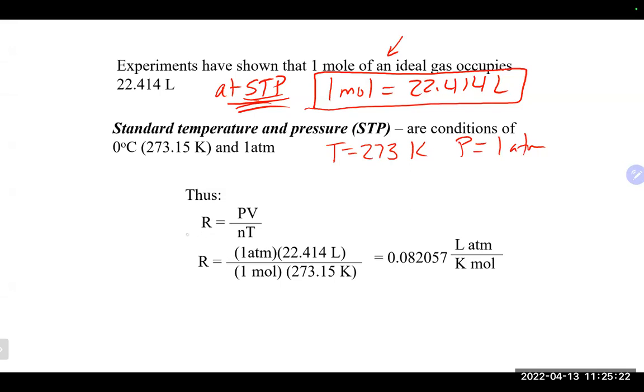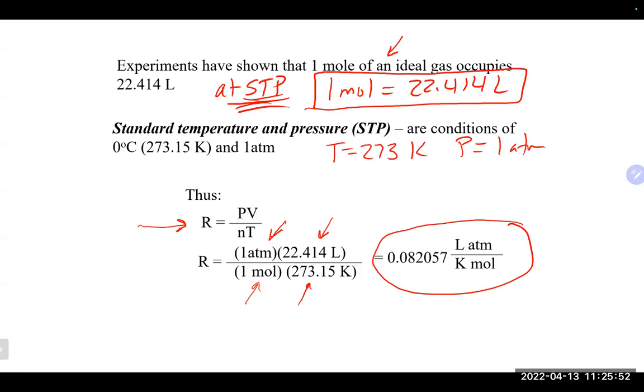If we take the ideal gas law, which is what this is, and solve for R, and put in all the conditions under STP, that would be 1 atmosphere, 22.4 liters, 1 mole, and 273. That's essentially where the gas constant actually comes from. This R value, that 0.08206, is the gas constant that we use for gas laws. Later on, there are a few different versions of R, like 8.314 joules per Kelvin per mole.